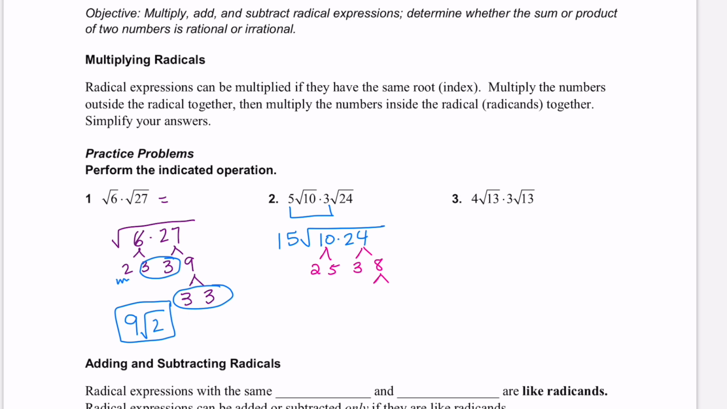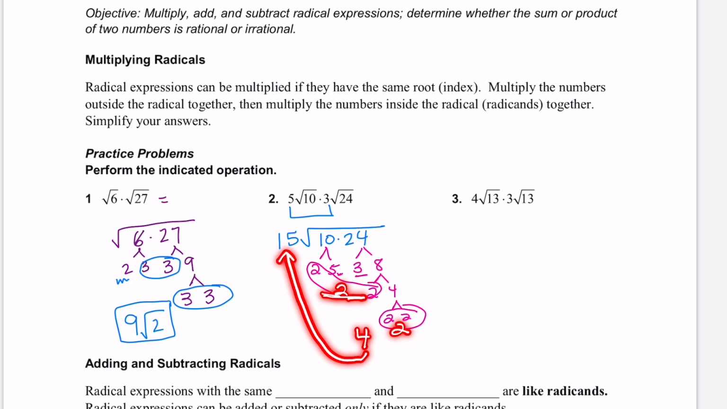We've got 3, 2, and 5 are prime. 8 is 2 times 4, which breaks down to 2 times 2. So any pairs we have, we're going to circle those. We have a 3 and a 5 that are left over. So we're going to multiply our 2's and our 2's here to give us 4. And then we're going to multiply that 4 by the 15. 15, 30, 45, 60 is going to go on the outside of that root.